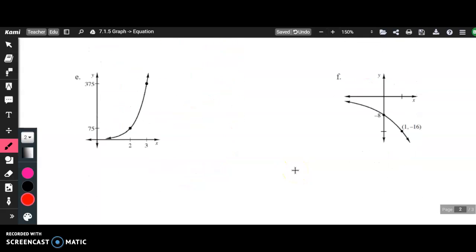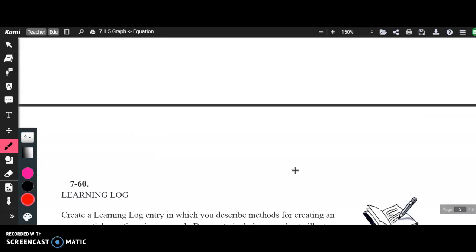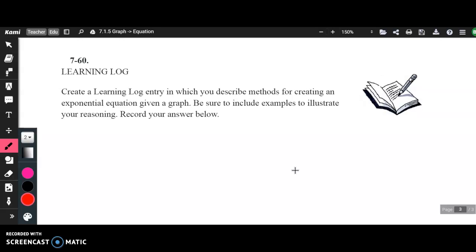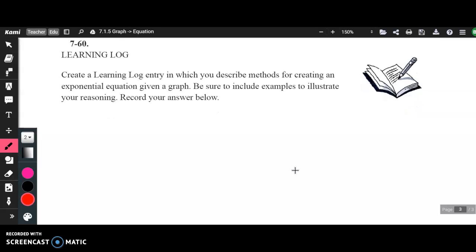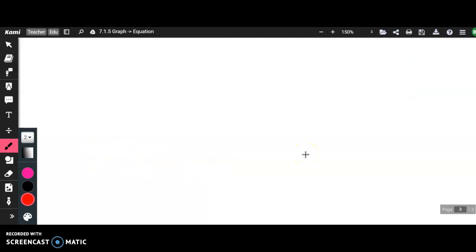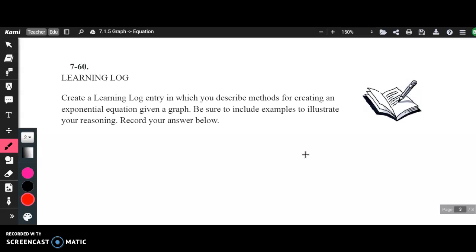All right, for problems E and F, I want you to try that on your own and see what you can come up with. If you have questions, please let me know. After you do E and F, I want you to go down here and create a learning log entry in which you describe methods for creating an exponential equation given a graph. Be sure to include examples to illustrate your reasoning and record your answer below. So you have all of this open space to record things about turning a graph into an equation. All right, good luck.